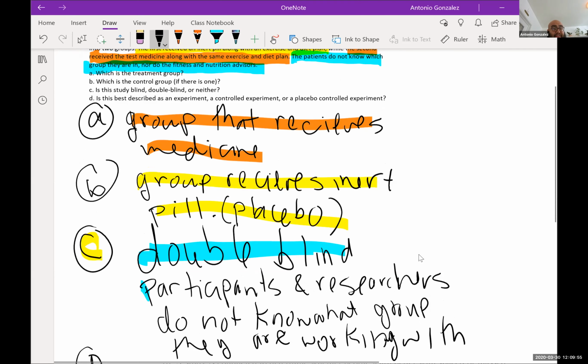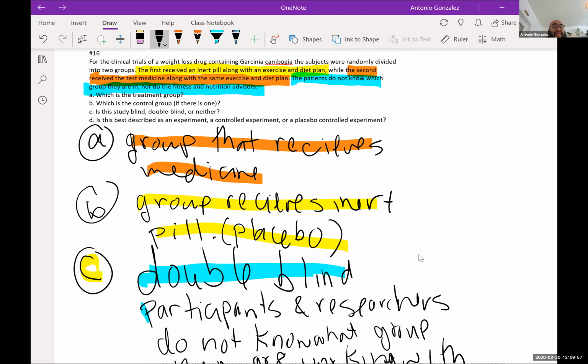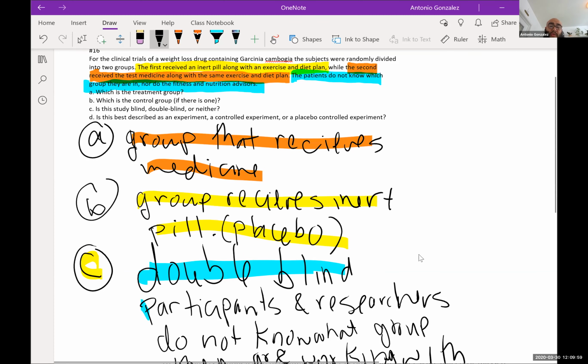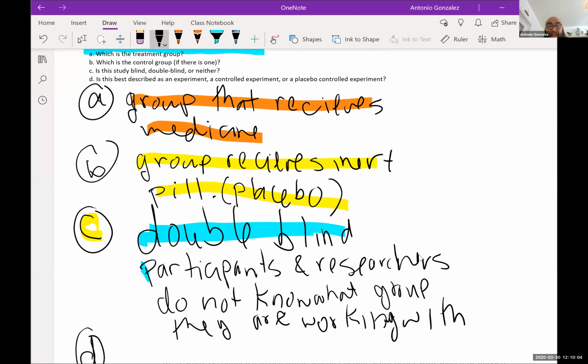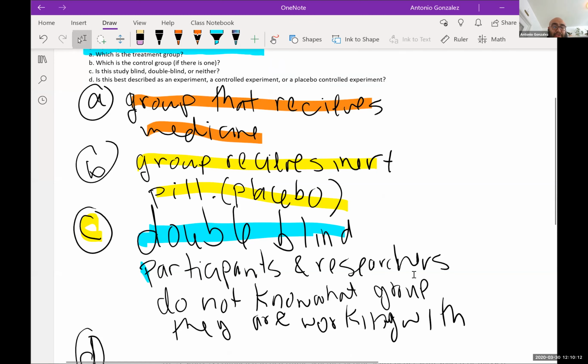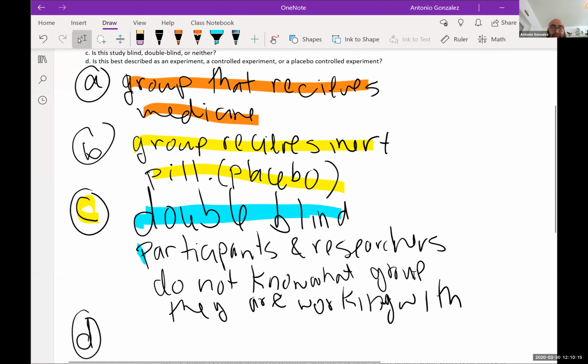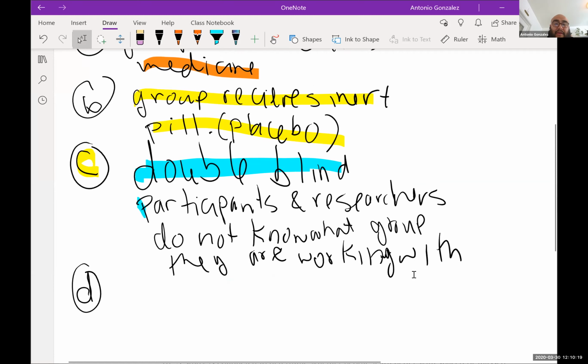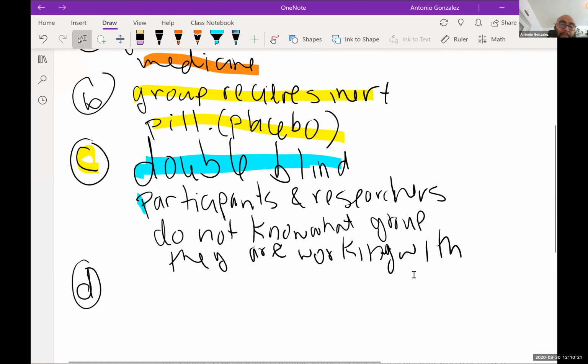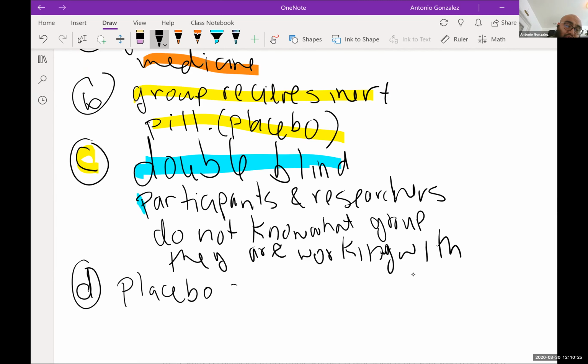All right, part D states, is this best described as an experiment, a controlled experiment, or a placebo-controlled experiment? I think definitely an experiment, because we choose our groups, we divide them. But now the question is controlled or placebo-controlled. I would say that definitely experiment, definitely controlled, but there's also a placebo involved. That inert pill is the placebo. So I would say a placebo-controlled experiment.